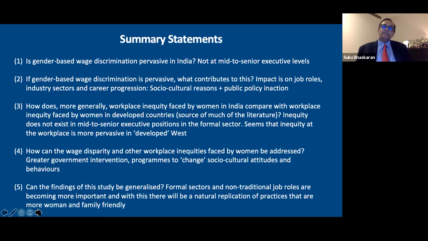Can the findings of the study be generalized? Yes, definitely, because, as I said earlier, the formal sectors and non-traditional job roles are becoming more important, and with this, there will be a natural replication of practices that are more women and family friendly. That will happen naturally, but it will be too slow. And I think there's got to be greater intervention by the government to incentivize and also to enforce rules in terms of recruitment of women. There will be more women representation in various areas, number one. And number two, educating the family to say that women are important.